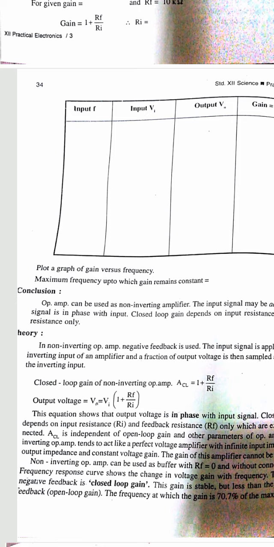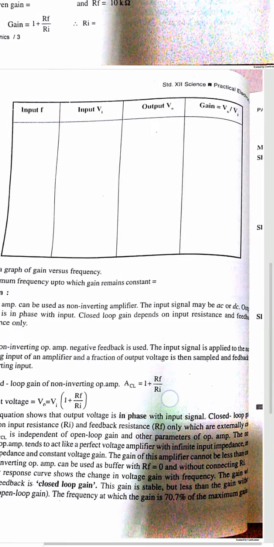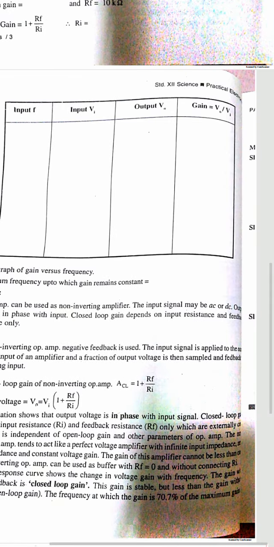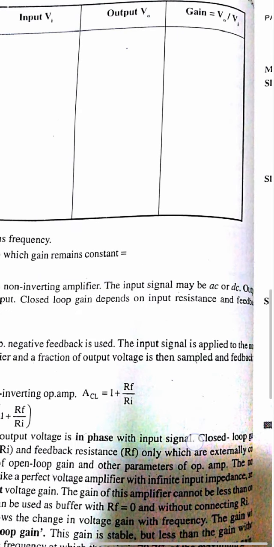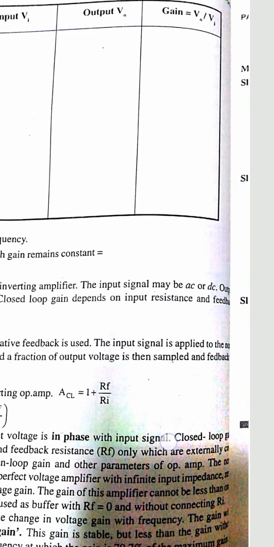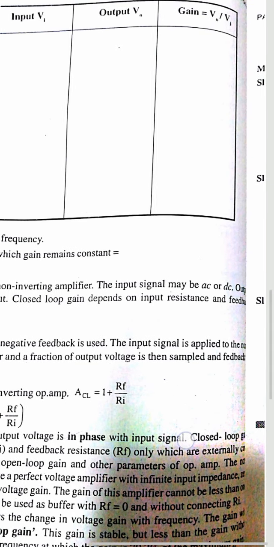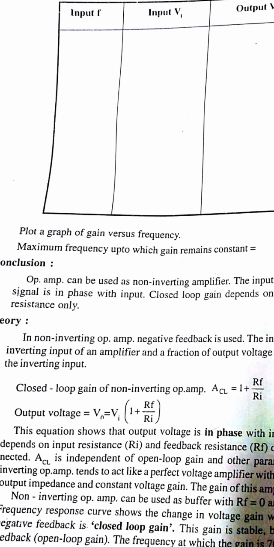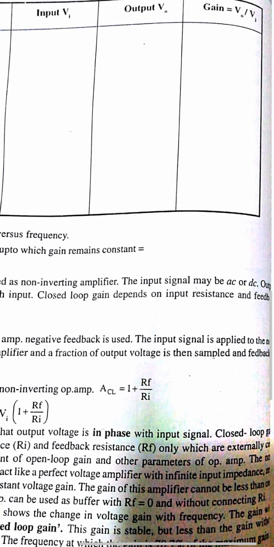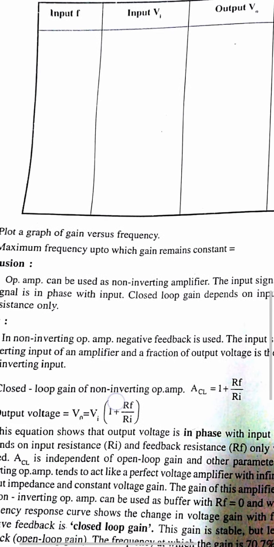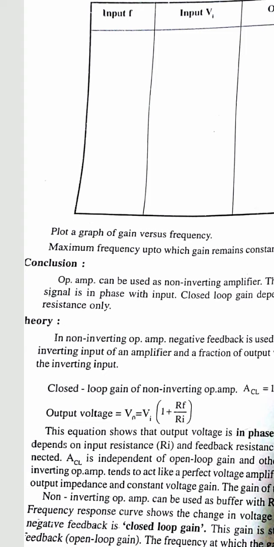Theory required for non-inverting operational amplifier. In a non-inverting operational amplifier, negative feedback is used. The input signal is applied to the non-inverting input of the amplifier and a fraction of the output voltage is then sampled and fed back to the inverting input.